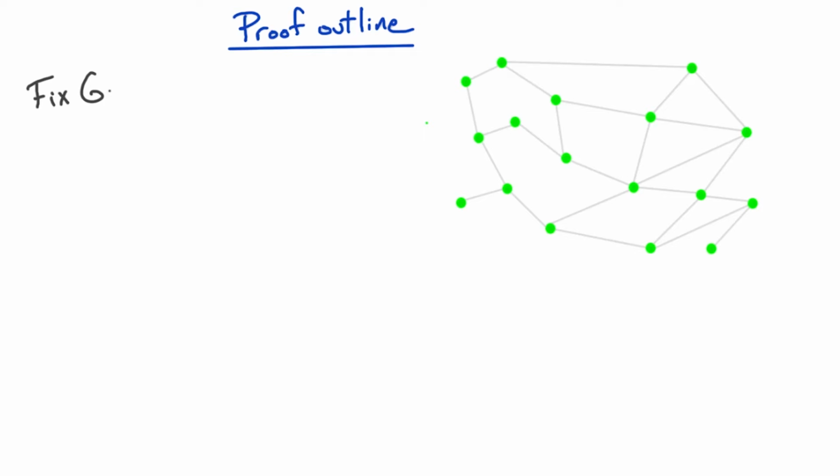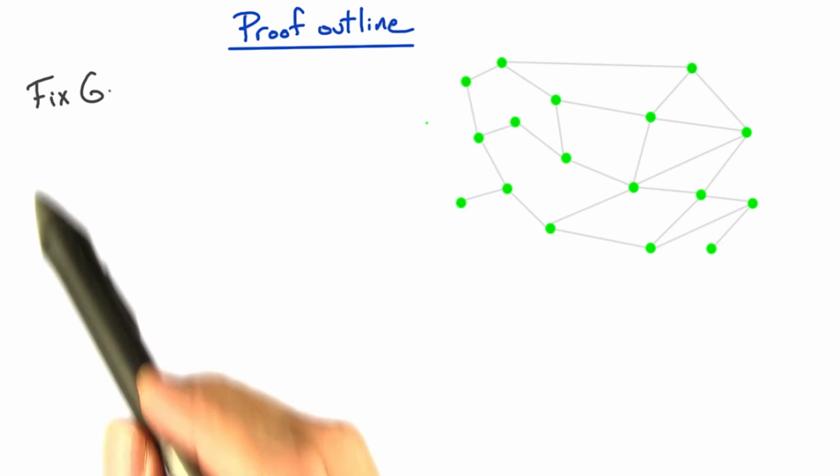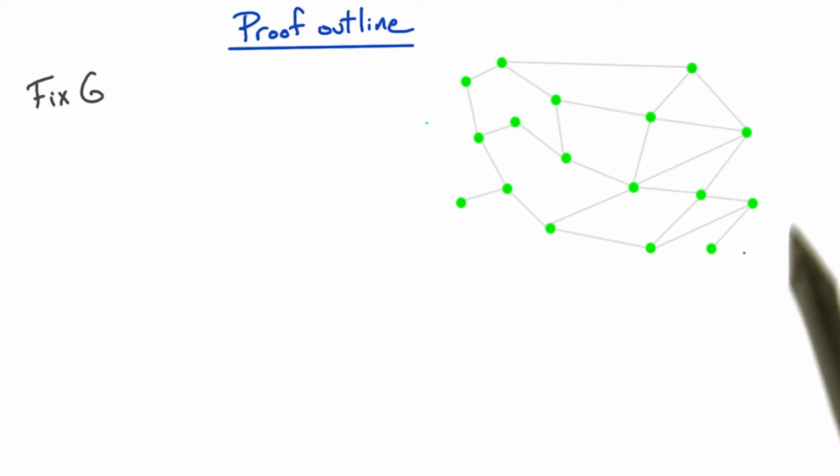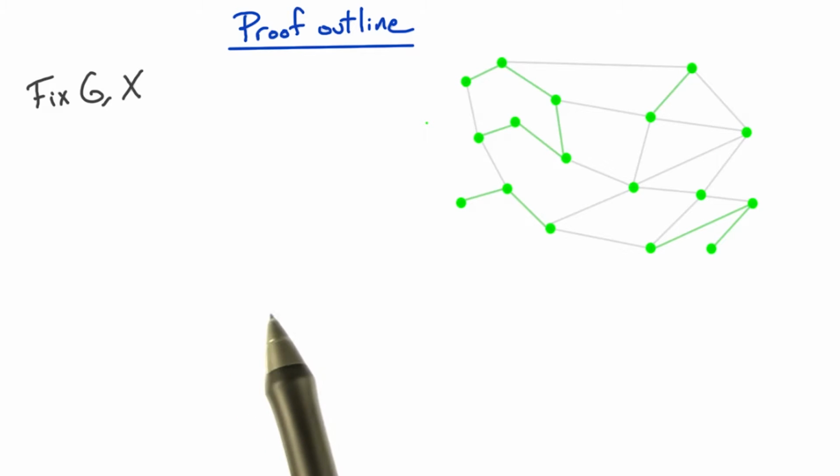Now let's outline the proof of the cut property. Let's first fix a graph G. Here's our running example of a graph. Let's fix the subset of edges X, which are our partial solution so far. These are the green edges here.